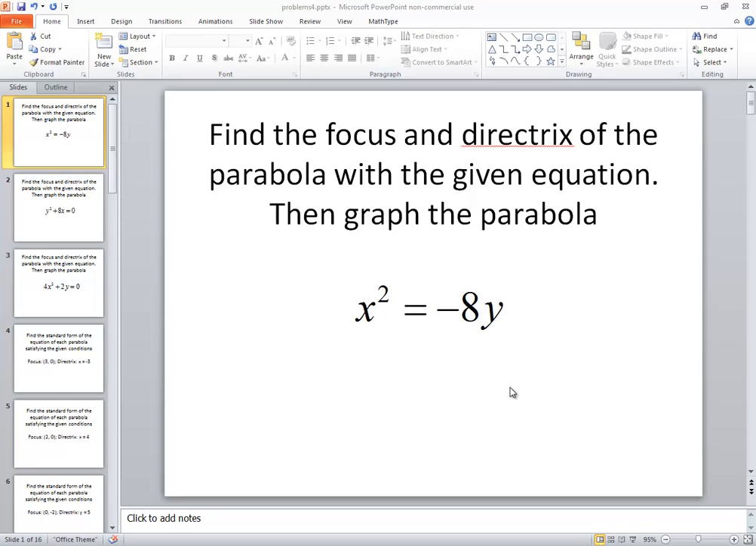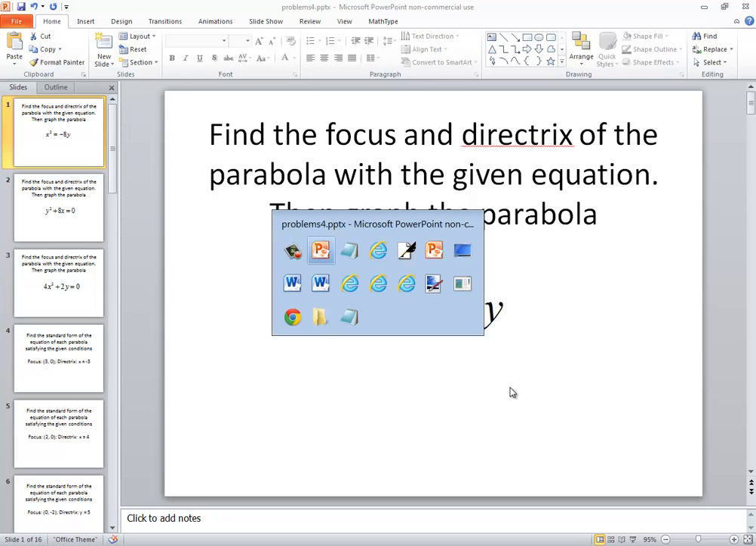In this problem, we want to find the focus and directrix of the parabola with the given equation and then graph it. So we've got x squared equals negative 8y.